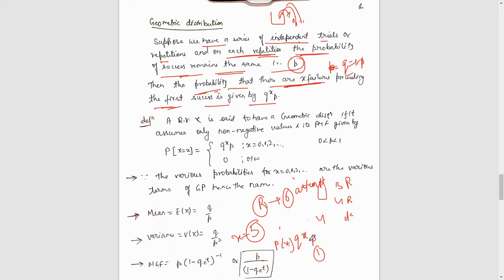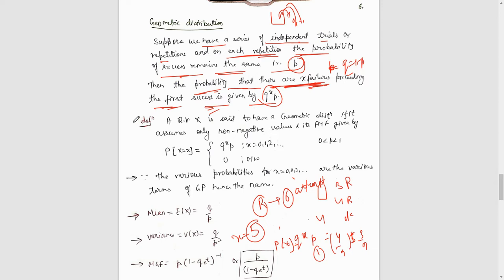So in this particular thing, q to the power x into p, q means the probability of failing. Failing means getting a black ball. So it is 4 by 7 to the power 5 into 3 by 7. So we are talking about the probability that there are X failures before getting the first success, and this probability is given by Q to the power X into P.